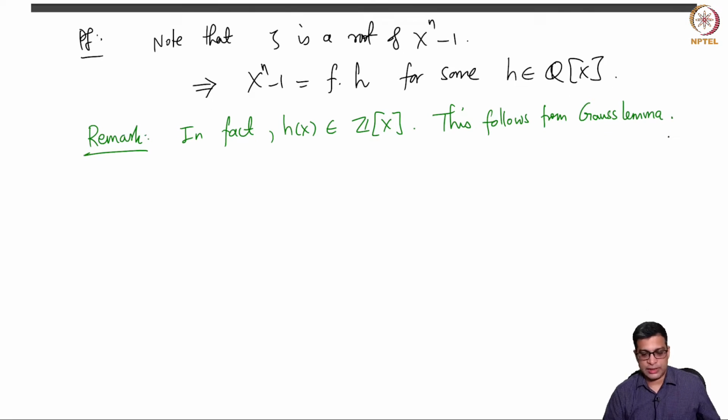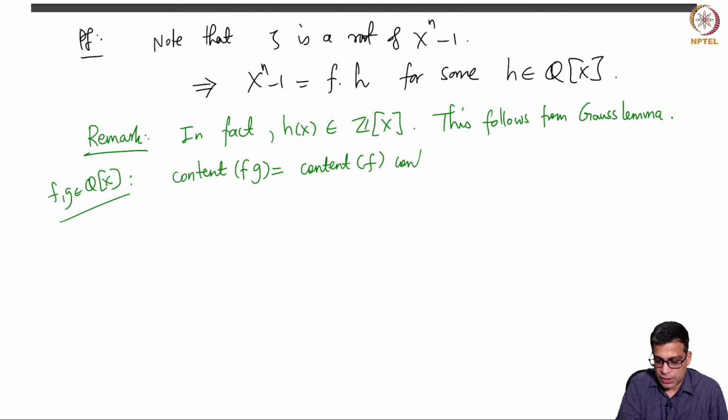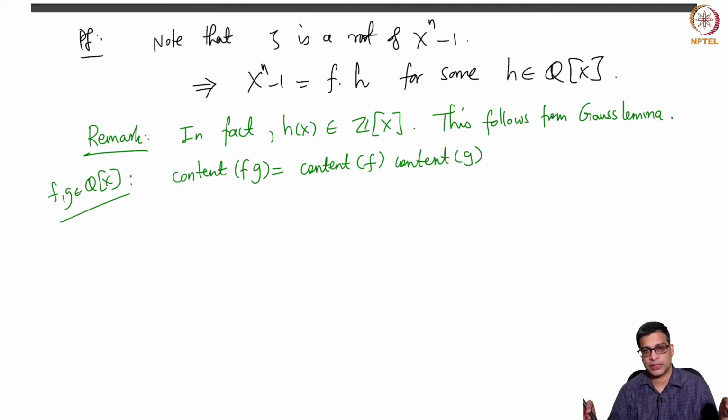There are several versions of Gauss lemma, but one that I will quote here is: if f and g are two rational polynomials, content of f times g is content of f times content of g. Content is defined as, if it's an integer polynomial, the greatest common divisor of all the coefficients. If it's a rational polynomial, you first clear the denominators by multiplying by an integer, you take the content of that and then divide by that common denominator. And then Gauss lemma can be stated like this.